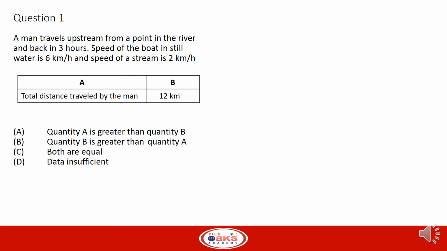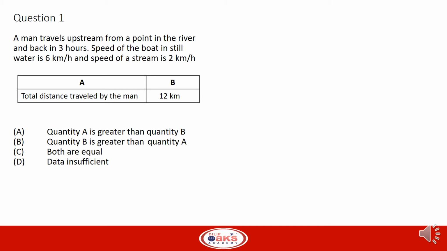So here the first statement tells you that a man travels upstream from a point in the river and back. That is, he goes upstream, he goes downstream, and it is nowhere mentioned that he is traveling different distances. That means he is traveling the same distance while going upstream and while coming back, that is downstream. Also, it is given that the total time a man takes is 3 hours.